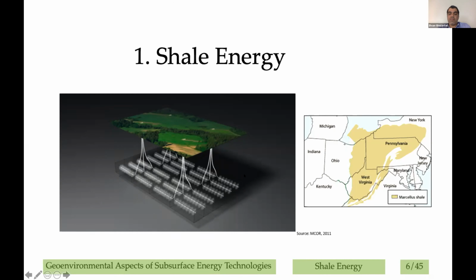The numbers that I'll provide in this talk related to shale are mostly related to Marcellus Shale. And Marcellus Shale, for those of you who are not familiar with it, is basically a black, dark shale formation, mostly in the northeast of the United States, covering almost 5 states: New York, Pennsylvania, West Virginia, parts of Ohio, and also Maryland.